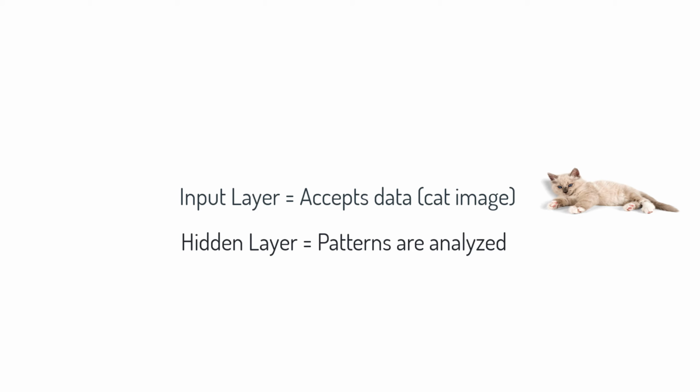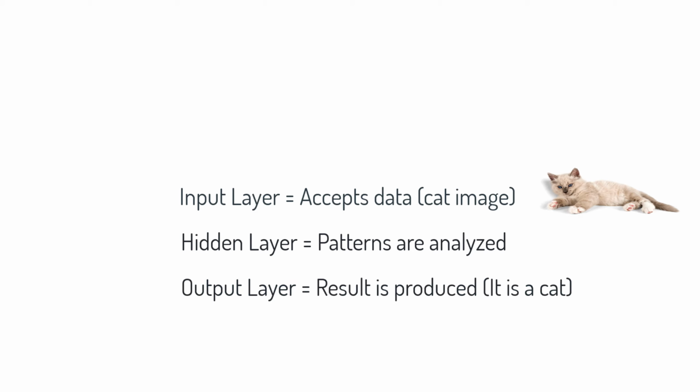Well, you've got three different layers, okay? First of all, you have the input layer that would accept data, say for example, a cat image. And then you will have the hidden layer. This is where the AI would analyze the patterns in that image. So things like the edges, the colors, the features, and so on. And then finally, the output layer, this is where the AI would make a decision.